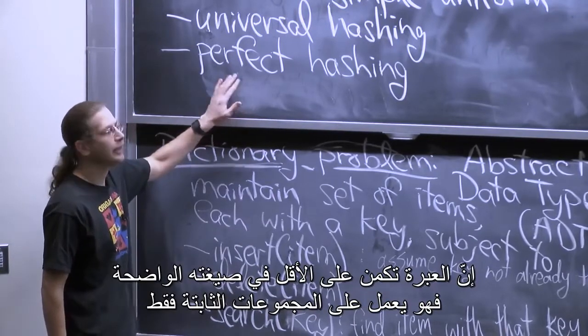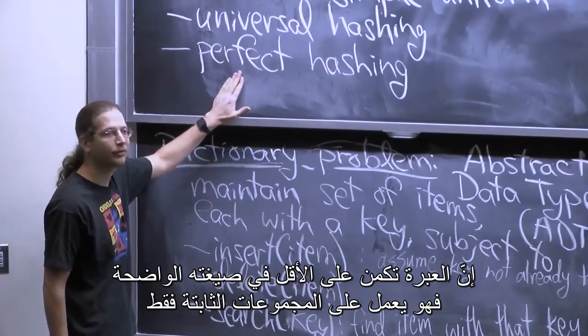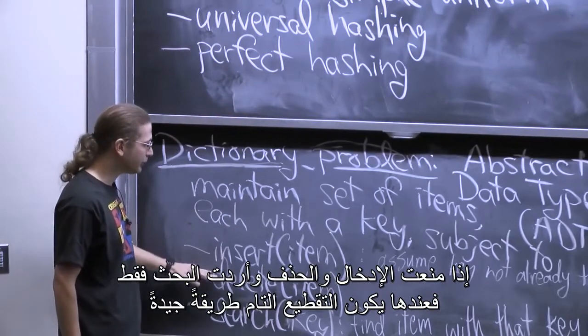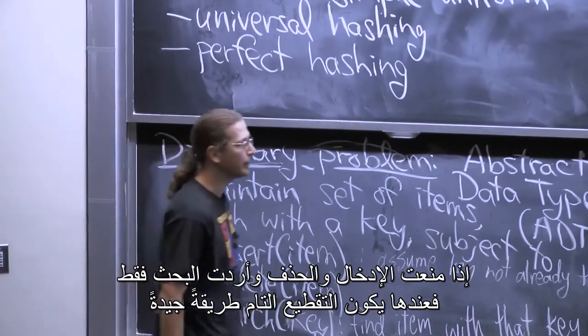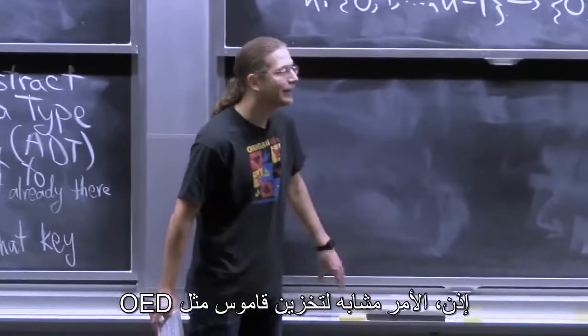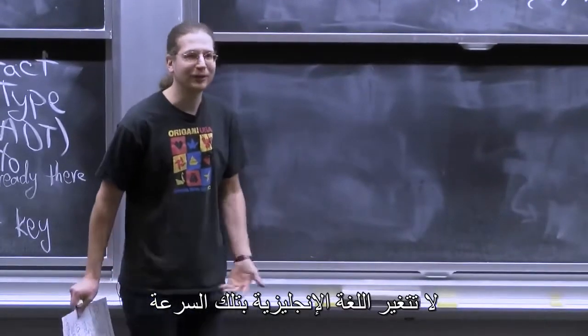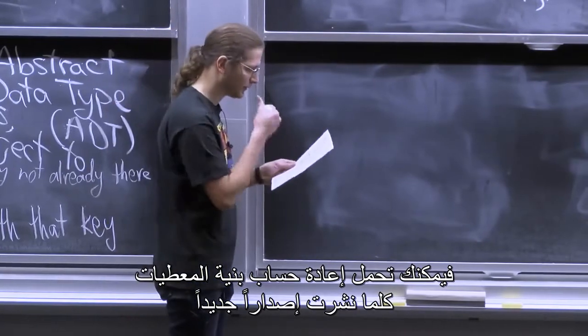The catch is, at least in its obvious form, it only works for static sets. If you forbid insert and delete and just want to do search, then perfect hashing is a good method. Like if you're actually storing a dictionary, like the OED, English doesn't change that quickly, so you can afford to recompute your data structure whenever you release a new edition.